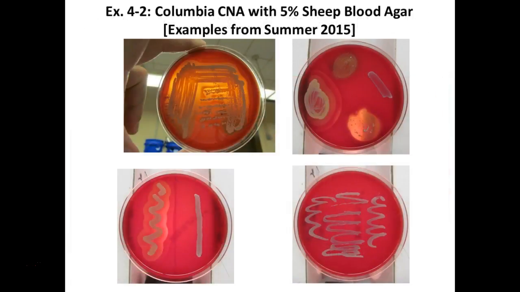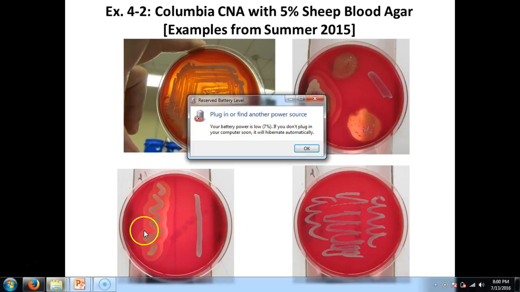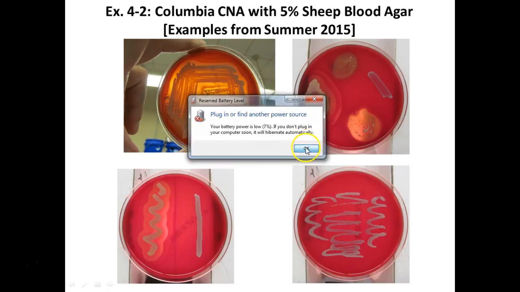So here's a whole bunch of just more examples of hemolysis. Here's beta. Here's different degrees of beta. That's beta and that's beta. That's alpha, that's gamma. That's gamma. See, it's just growing. Here's gamma next to beta.